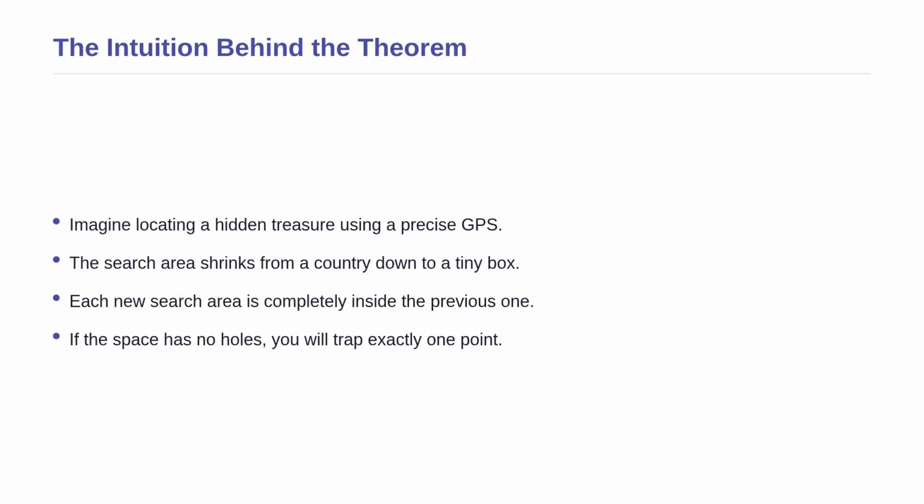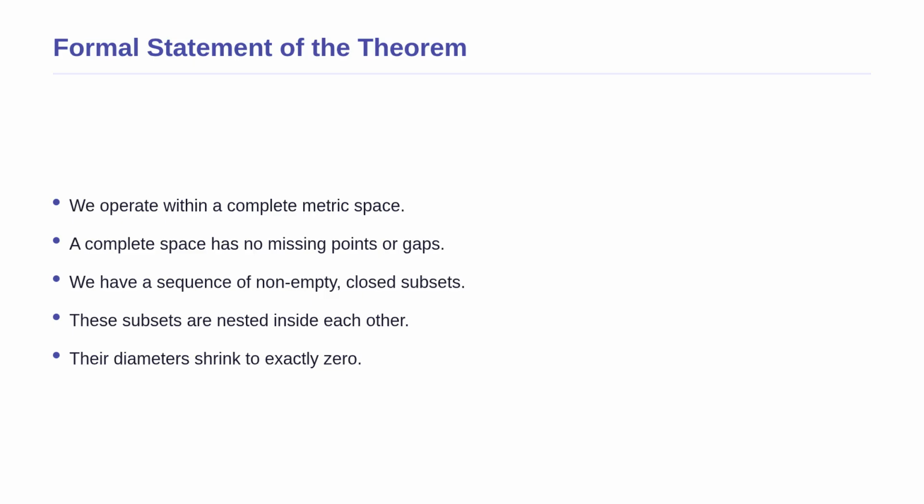Cantor's theorem takes this simple, real-world logic and turns it into a rigorous mathematical guarantee, provided our space has no missing pieces or holes. Now that we understand the intuition, let us look at the formal statement of Cantor's intersection theorem. The theorem gives us a foolproof way to guarantee that a specific point exists, but it requires a few strict conditions. First, we must be working inside a complete metric space. A complete space simply means there are no missing points or gaps.